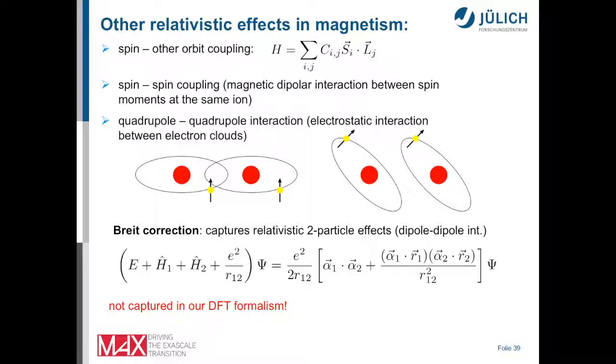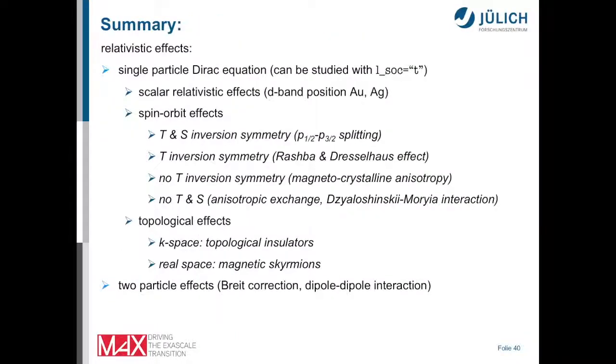So with this disclaimer, I want to summarize. I hope I could show you a little bit what spin-orbit coupling does in systems with time and space inversion, this p1/2, p3/2 splitting of germanium. In case of just time inversion, these Rashba and Dresselhaus effects, and then without time inversion, this magnetocrystalline anisotropy, which you get for all magnetic systems.